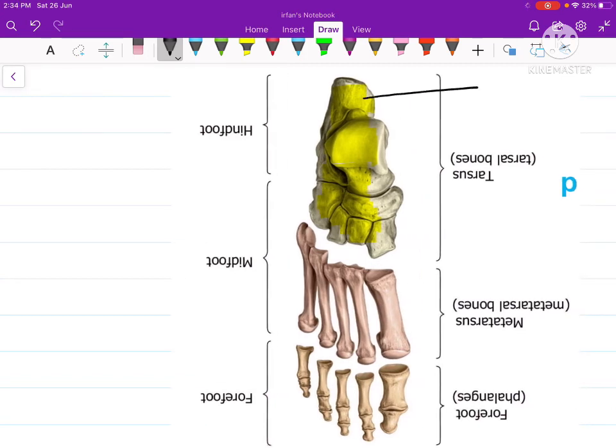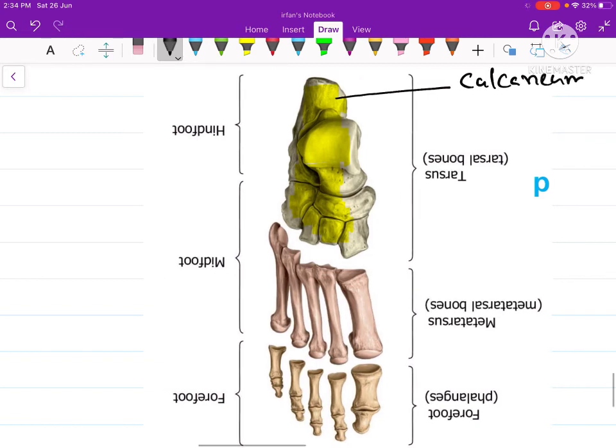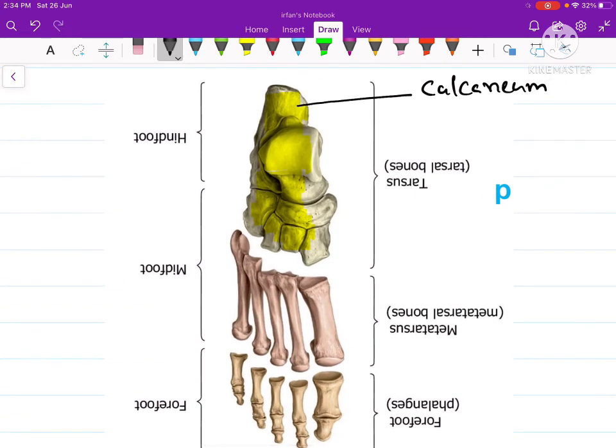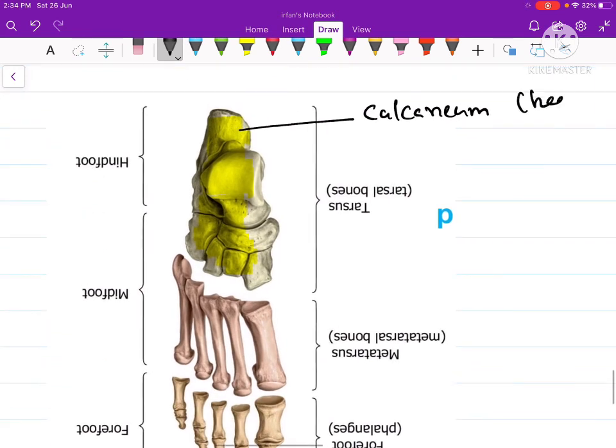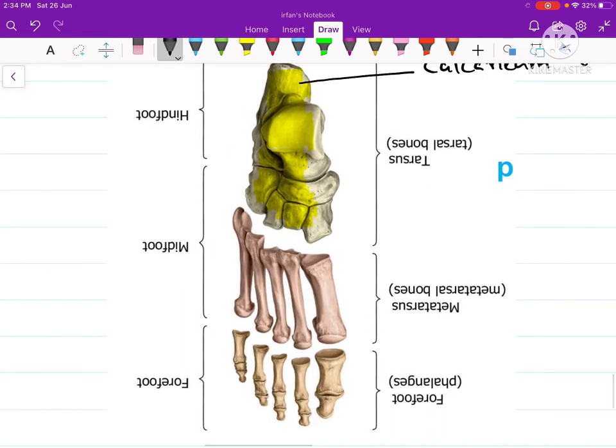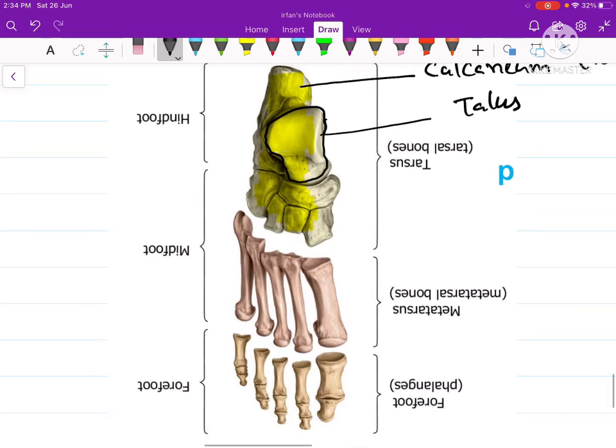This tarsal over here is called the calcaneum. Calcaneum is actually our heel. The heel of our foot is formed by this very bone, the calcaneum. Another bone is this bone, let me highlight this entire bone here. This bone is called the talus. And the remaining bones include this bone over here, which is called the cuboid.